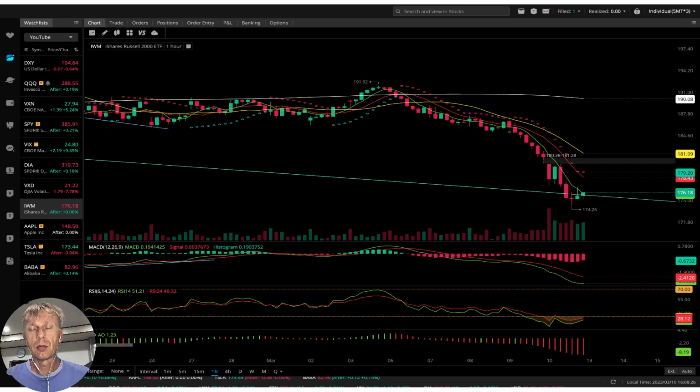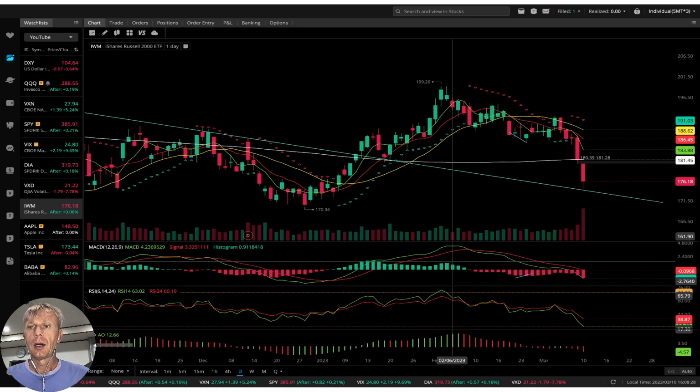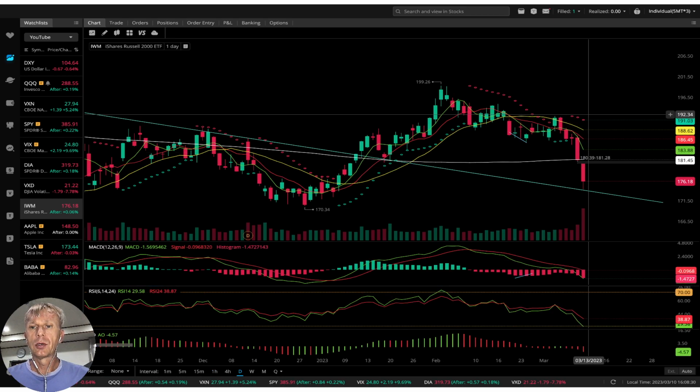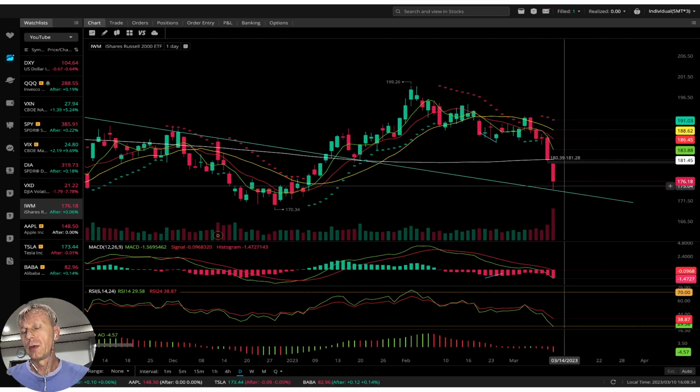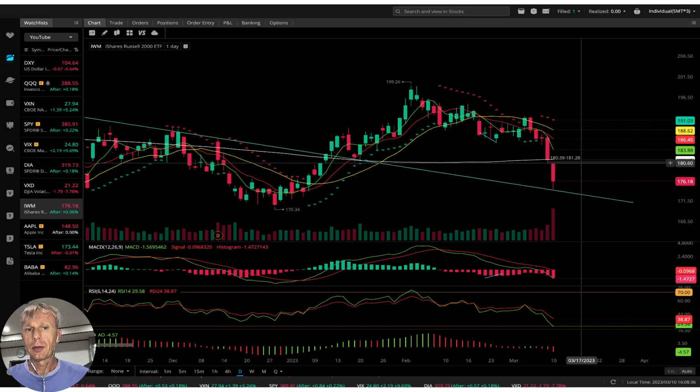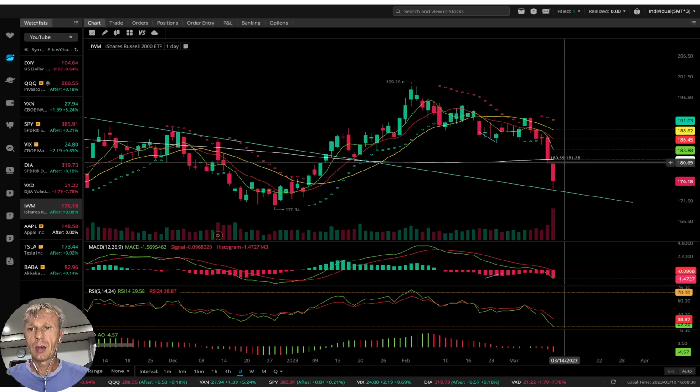IWM, let's start IWM. IWM very weak also. It was a huge sell-off last week, all week, and it left some gap below MA 200. Bearish day, it touched the major trend line. It didn't break it, it just touched it.